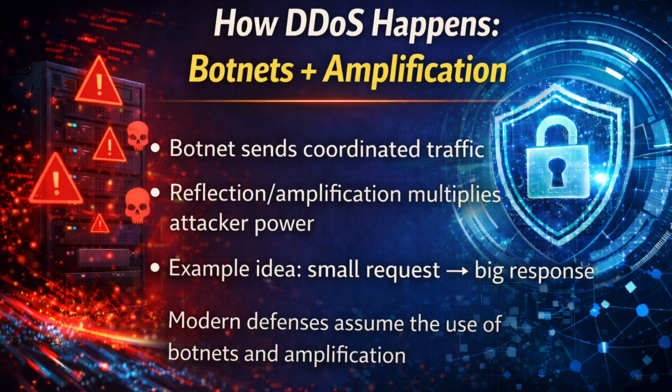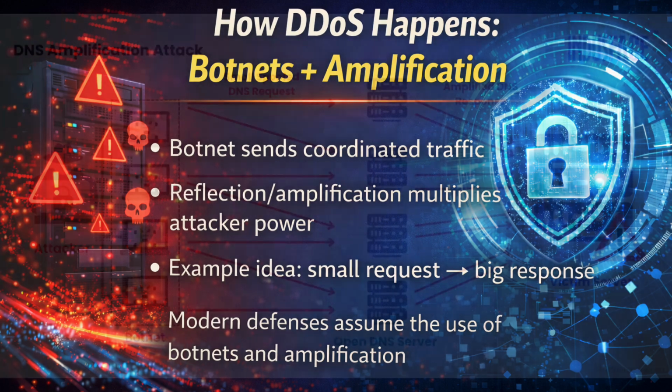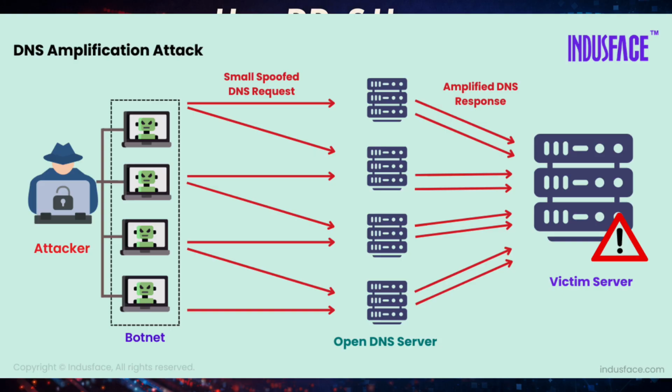DDoS often starts with a botnet. The attacker controls many devices that can send traffic simultaneously. But there's also a common force multiplier called reflection and amplification. The attacker sends a small request to an open service on the internet, but spoofs the victim's IP address as the source. That open service then sends a much larger response to the victim, so the victim gets flooded, and the attacker's traffic cost stays low.